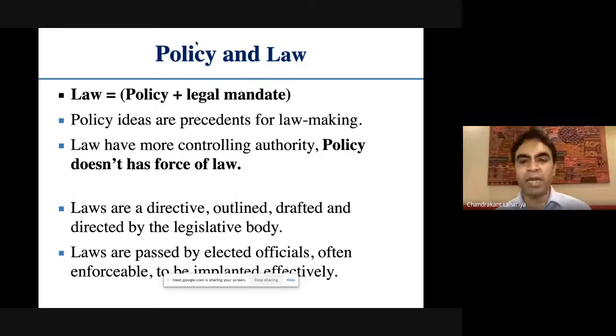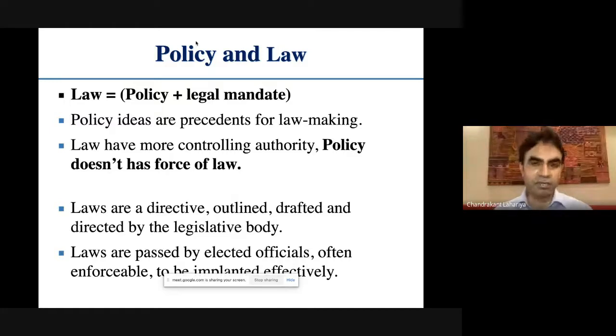Policies are not binding on the government. Government can form a policy. The executive of the government, the bureaucratic part of the government, can form a policy. It need not go to the parliament or assemblies, but laws need to be approved by the legislative body and elected leaders. So that's a key difference between policy and law.